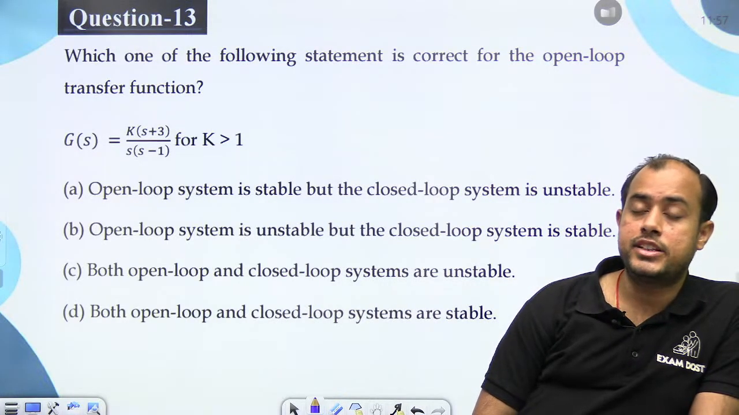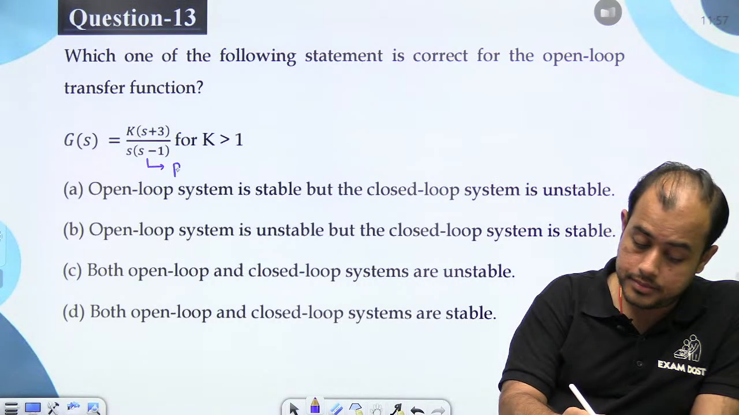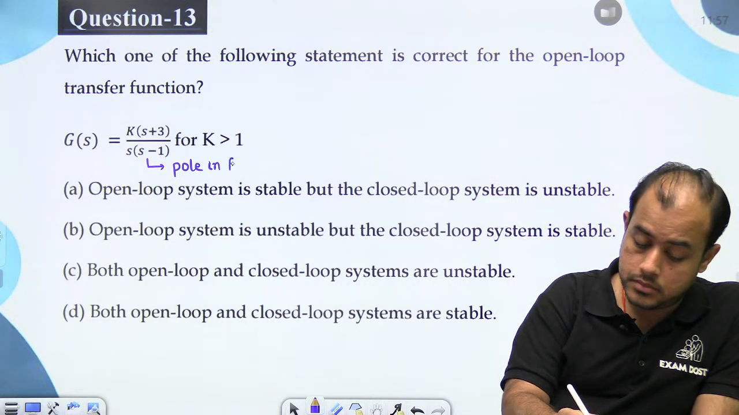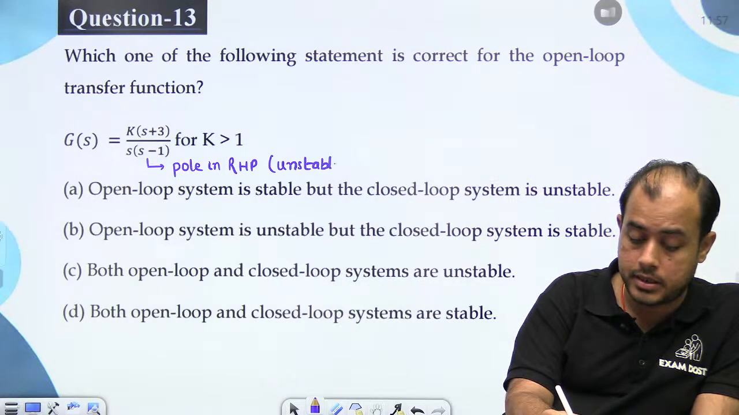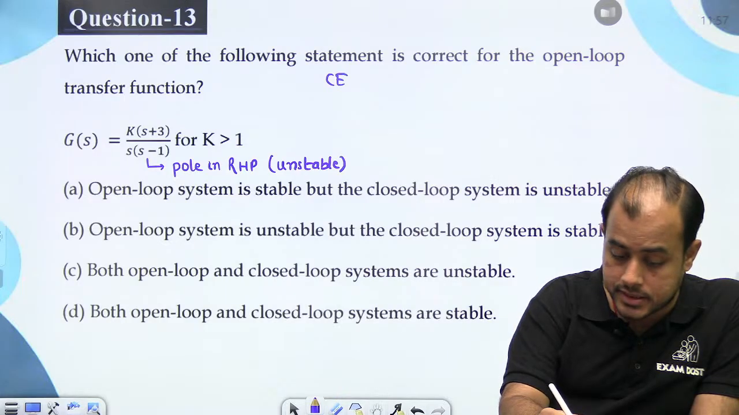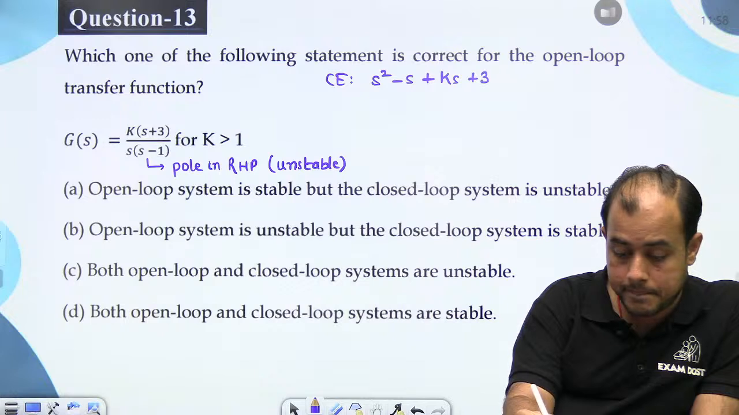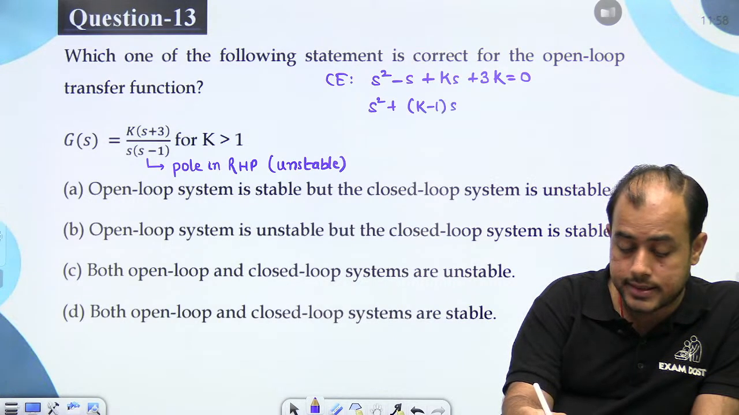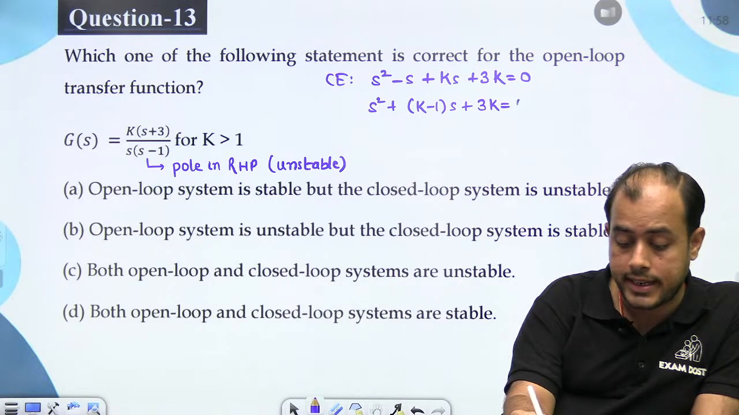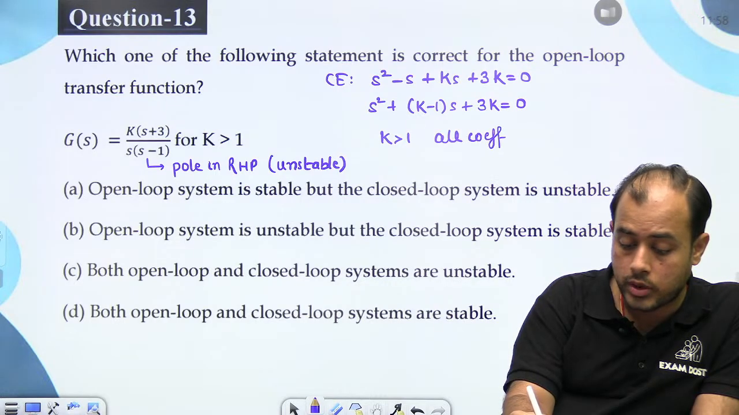ESE 2009, which of the following statements is correct? So an open loop pole in RHP, it is unstable. For the closed loop system, form the characteristic equation. Now this is a second order. You do not need Routh criteria. For k greater than 1, all coefficients are positive, it is stable.